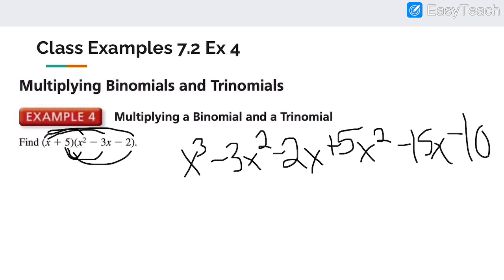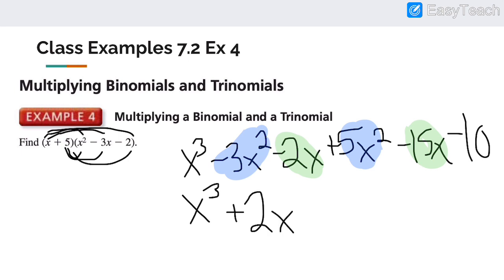So again, looking at this one, we are able to identify and say, hey, we've got a couple like terms within this. We'll notice we have some x squareds, and then we also have some x's. So when we put things together this time, we've got to make sure we're putting them together correctly. So we're going to be left with x to the third, negative 3 and 5 make positive 2x squared. Negative 2 and negative 15 make negative 17x. And then we have the negative 10 left over at the end.